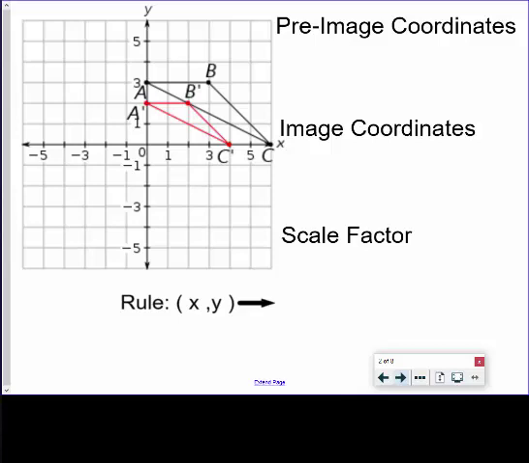Is this easier or harder than yesterday? Easy. Equal-ish.